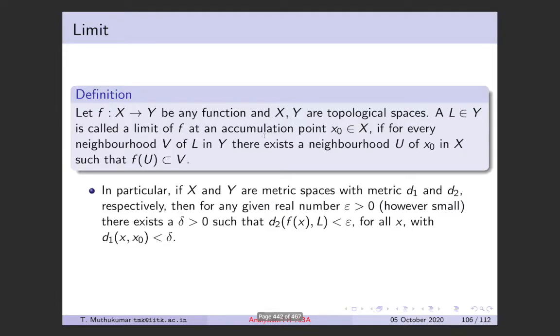In particular, if X and Y are metric spaces with the respective metrics d1 and d2, then the definition of limit is precisely that for any given real number epsilon, there is a delta such that d2 of f(x), L is less than epsilon whenever d1 of x, x naught is less than delta. Now if the topological space Y is Hausdorff, then the limit L is always unique.